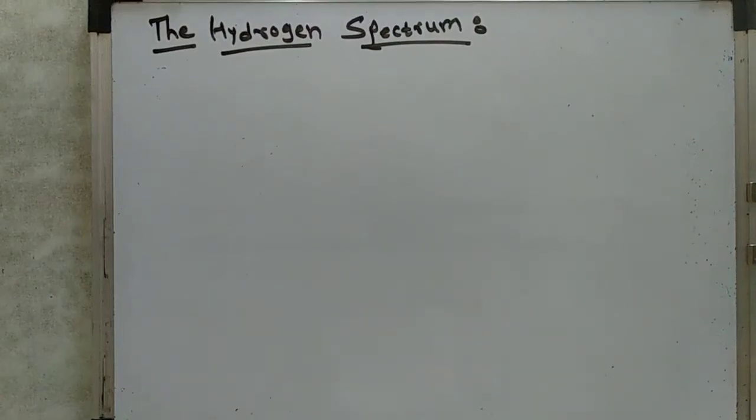Hello friends, today we'll start the hydrogen spectrum. When an electron jumps from the higher stationary orbit to the lower stationary orbit, a radiation of frequency nu is emitted. The frequencies of radiation which the hydrogen atom can emit are obtained by the third postulate.